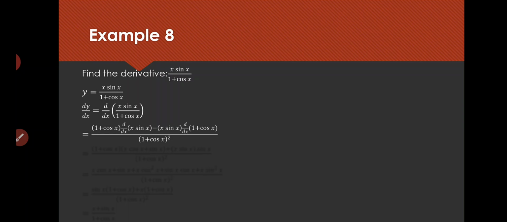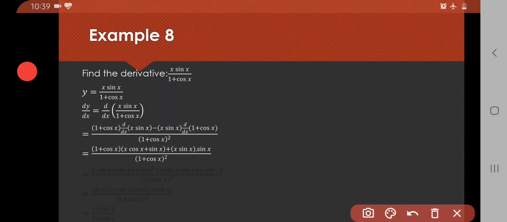Now x sin x is again in product form, so I have to do the derivative first. So the derivative of x sin x is x cos x plus sin x. This is what I get. Derivative of this is basically this, and then the derivative of 1 plus cos x is minus sin x. So that minus multiplied with the minus in between becomes plus. So this is what we have.